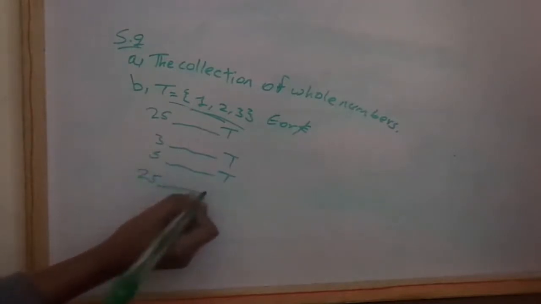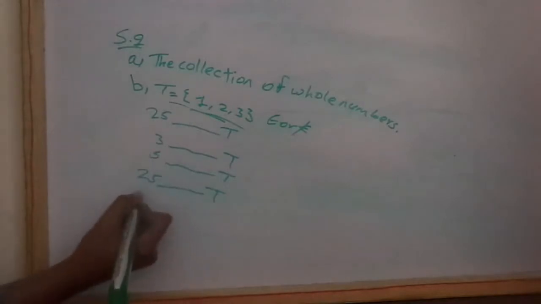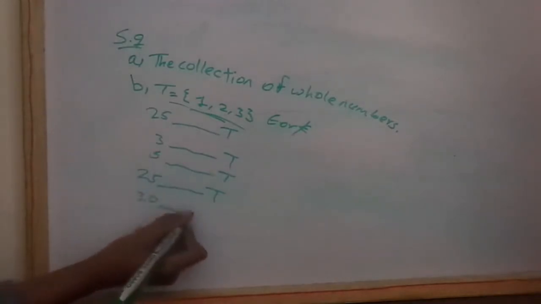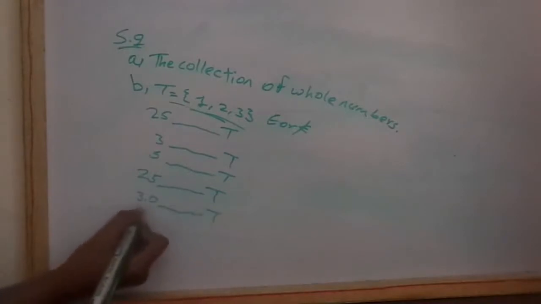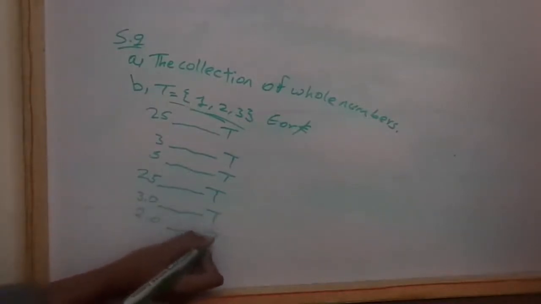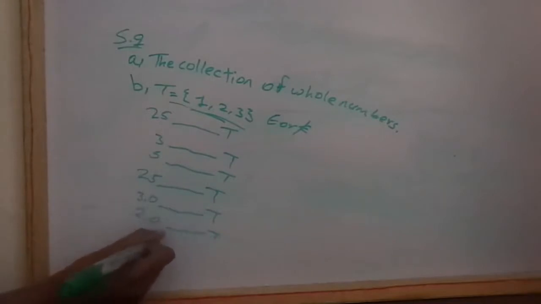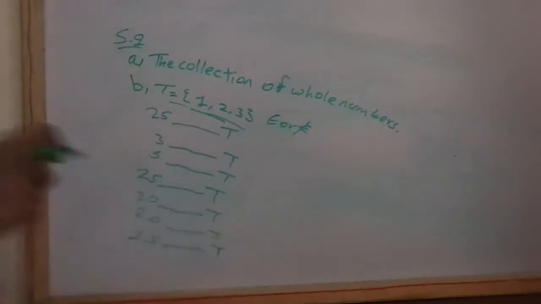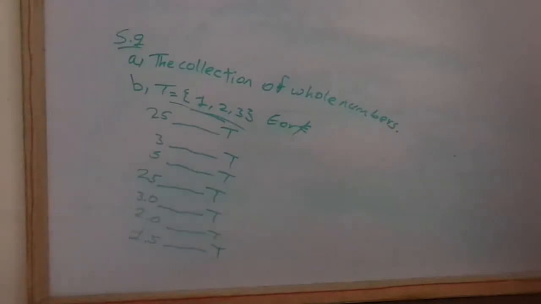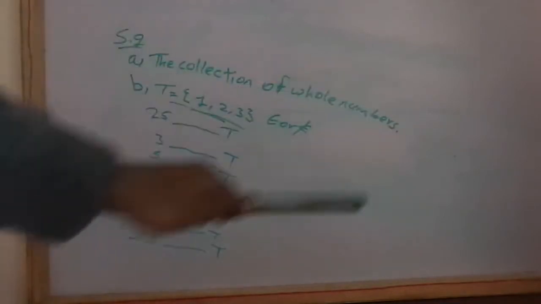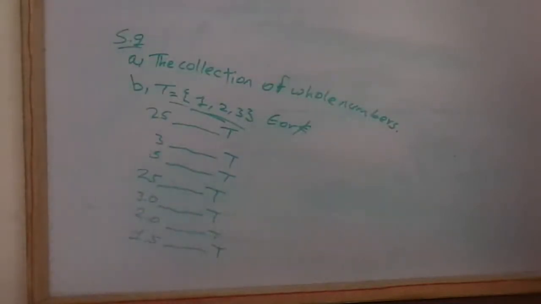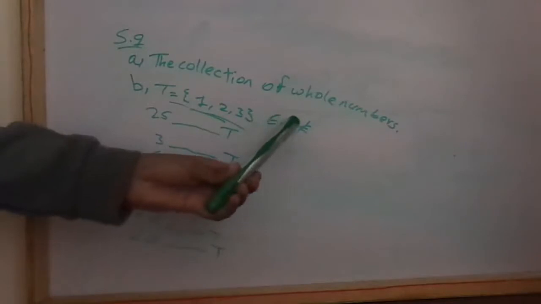25 ∉ T, 3.0 ∉ T, 2.0 ∉ T and 1.5 ∉ T. These are the following assignments for this new beginning video. This is going to be maths for beginners, so please don't forget to make the collection of whole numbers and, on the T, element or not element.